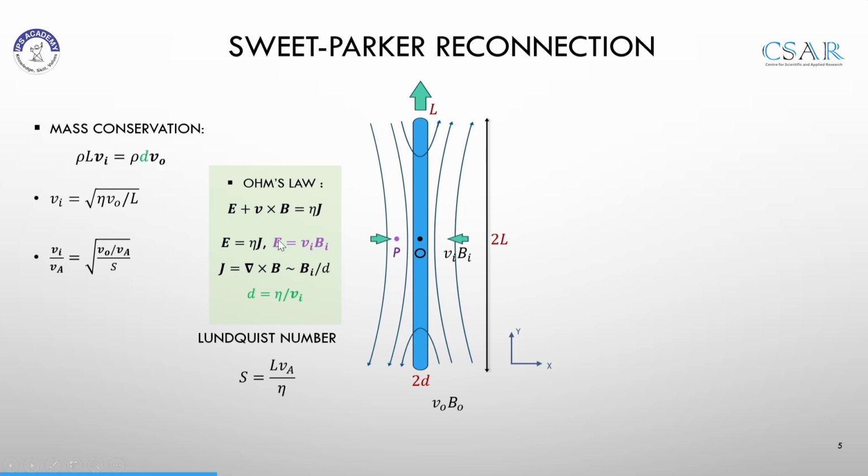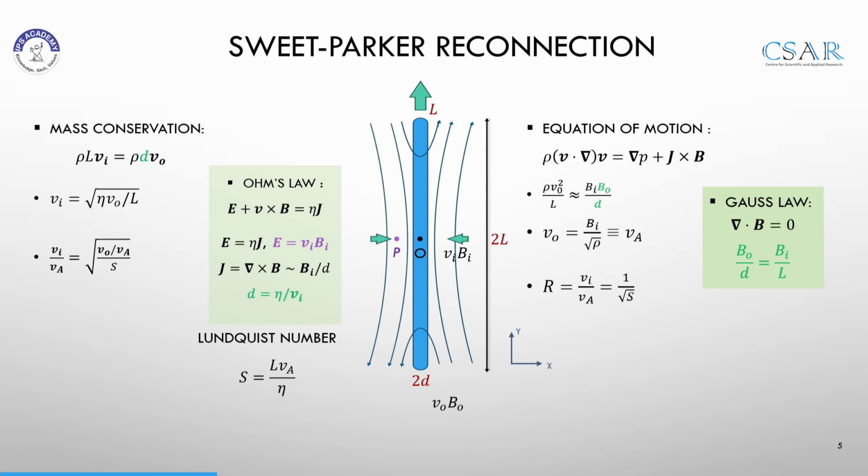First we'll look into Ohm's law. At point O, where the magnetic field is negligible, we have E as only eta j, and at the region P, where resistivity is negligible, we have Vi. Along with Ampere's law, we obtain an expression for D, the sheet width. Now, if we substitute this D in the mass conservation equation, we get a relation of Vi by Va, which is nothing but the reconnection rate. It signifies how fast the reconnection takes place, and it is inversely proportional to S, the Lundquist number, which is inversely proportional to the resistivity. The stronger the resistivity, the stronger the reconnection we can find.